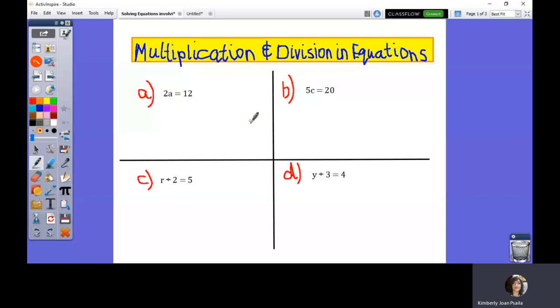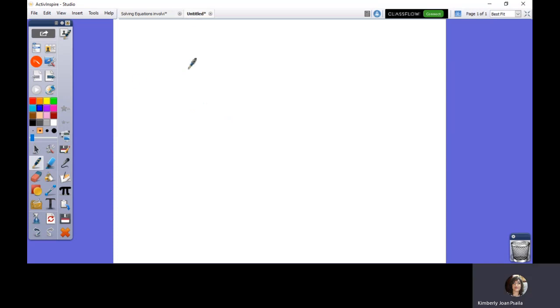Good morning, everyone. So today we're going to talk about how to solve equations involving multiplication and division. Let me remind you of the rules you have to remember when solving equations.